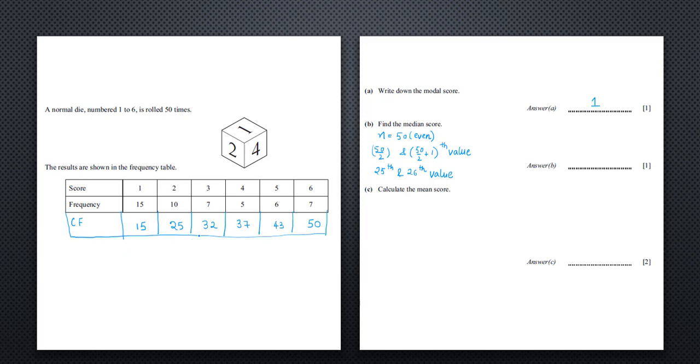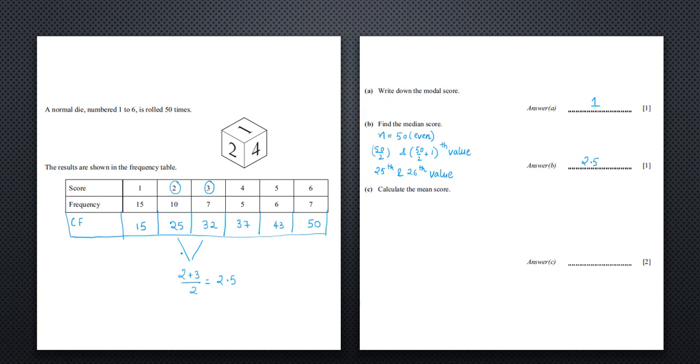Okay, so once our cumulative frequency table is ready, we are looking for the values 25 and 26 in this row. So 25 lies here, but the median is supposed to be a mean between 25 and 26. So which means over here, the median will actually be the mean between these two values. And we know that the mean of 2 and 3 is 2.5. So the answer in this case is that the median score is 2.5.